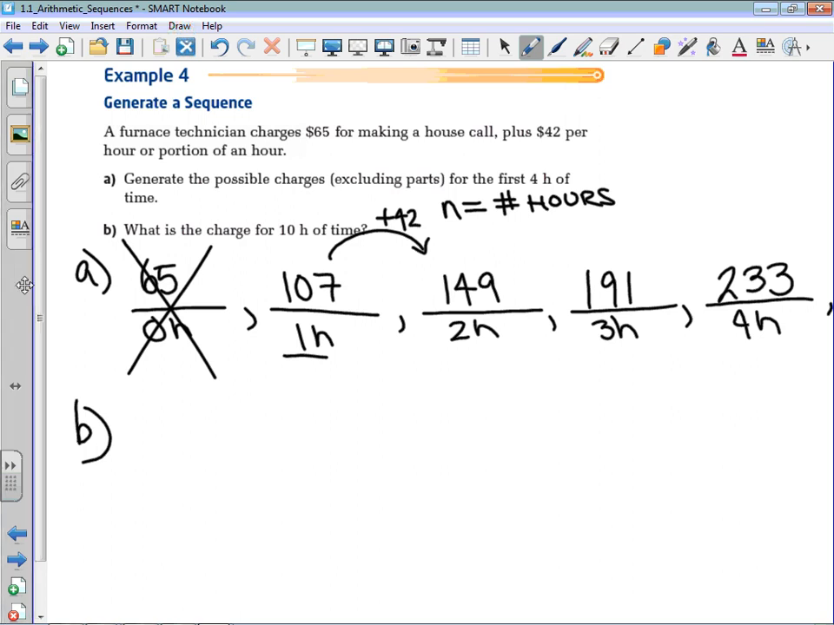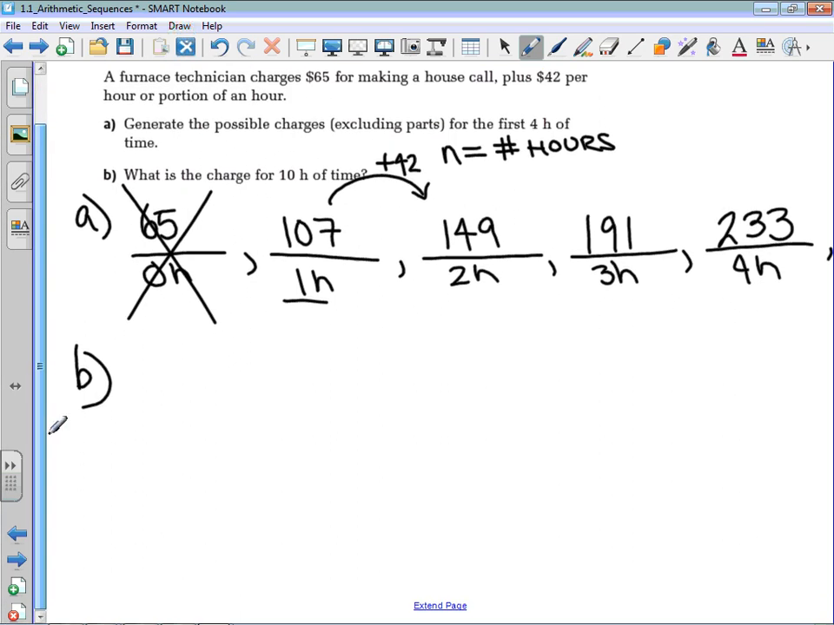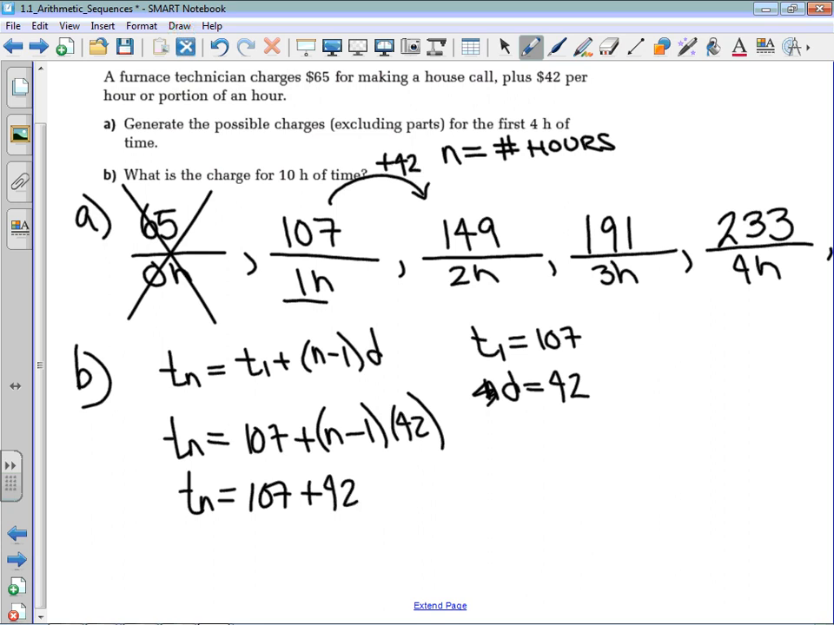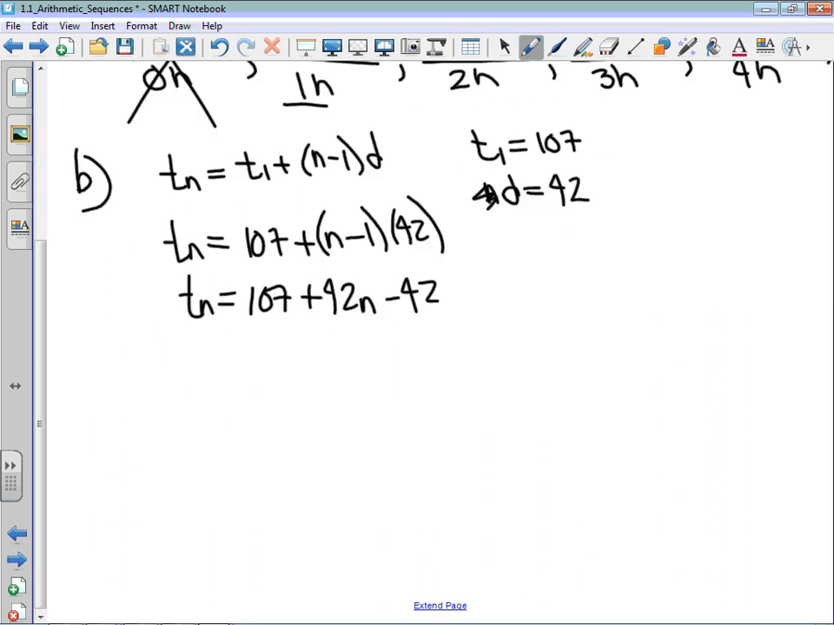So I don't know what Tn is yet. I'm going to write that formula. We know that Tn is equal to the first term plus n minus 1 times the common difference. For this particular question, term 1 is 107. We don't know n, sorry, that's d, which should be 42. So my general term is going to be 107, which is term 1, plus n minus 1 times 42. Well, that means that Tn is equal to 107 plus 42n minus 42. And I get that the general term here is equal to 65 plus 42n.